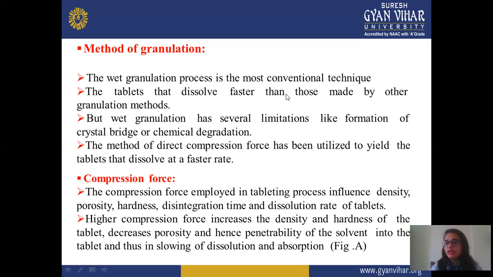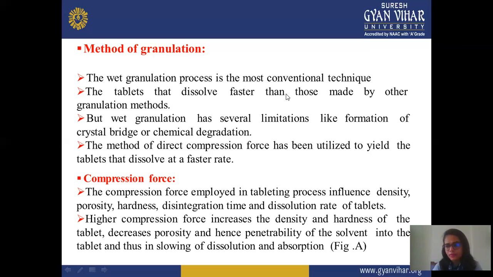You may formulate a fast disintegrating tablet or a slow disintegrating, or maybe a sustained release tablet. According to this type, you select the granulation technique. The wet granulation process is the most conventional technique, because it contains moisture and is easy to operate. But in dry granulation, there is some difficulty. If you take all the excipients and heat them, during heating there is a chance they degrade or decompose and do not remain in a stable form. So the wet granulation method is the best compared to all three methods, and the tablet dissolves faster than the dose made by other granulation methods.